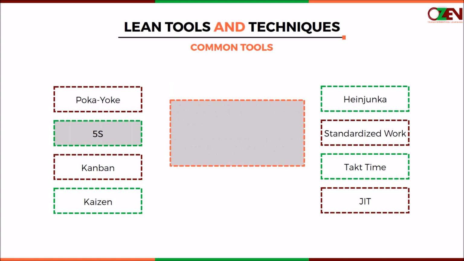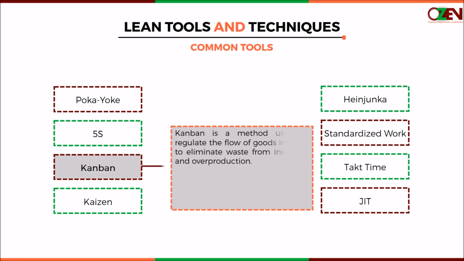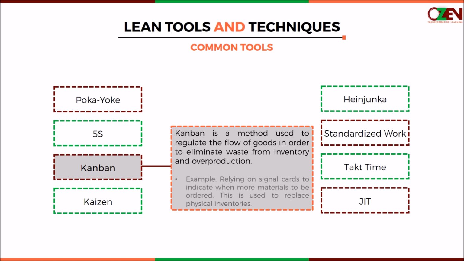5S eliminates waste that results from a poorly organized work area. 5S is the organized approach to labels that ensure tools are in known locations. Kanban is a method used to regulate the flow of goods in order to eliminate waste from inventory and overproduction. An example is relying on signal cards to indicate when more materials need to be ordered. This is used to replace physical inventories.